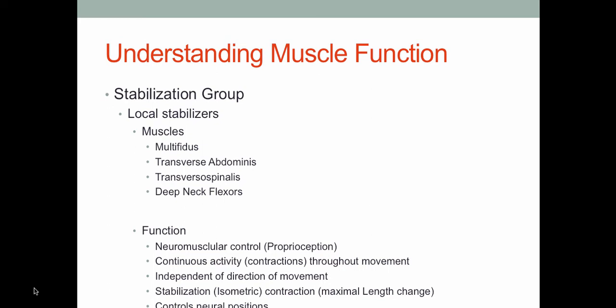One example that we talked about in the last lecture was the idea that the deep paraspinal muscles would be stabilizers when you do a squat. So we could think of some of those deep, small paraspinal muscles being local stabilizers, and how they hold the spine in a stabilized neutral position during a squat activity.